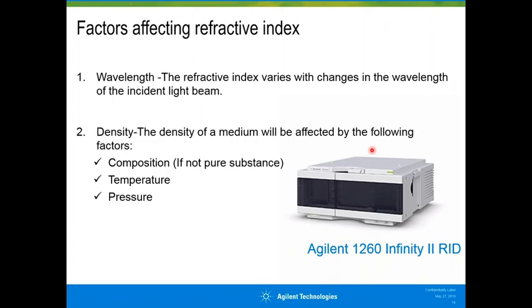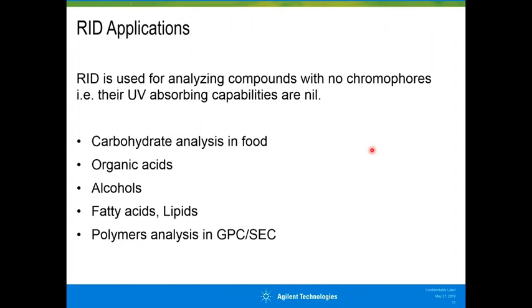Even the composition of the mobile phase has to be kept constant. I cannot change my diluents, I cannot change the composition of the mobile phase, which means I cannot do a gradient analysis when I'm using an RID detector. It always has to be in isocratic mode. So this is one of the limitations of using an RID detector, that you cannot do any gradient separation. Whatever separations can be done, it is possible only via isocratic mode with constant temperature.